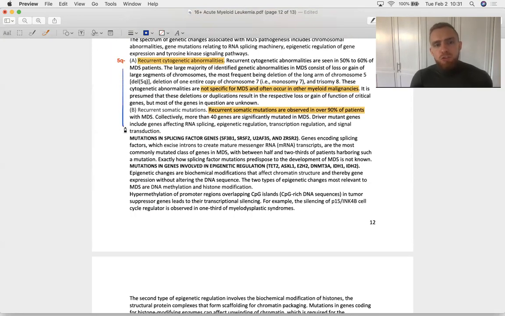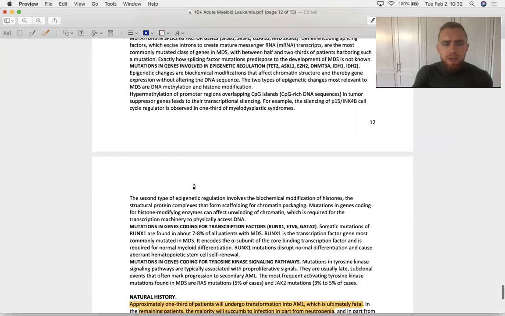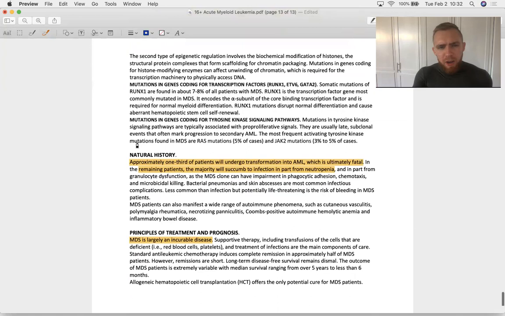There are some chromosomal problems, some genetic abnormalities you might see, but the text says they are not specific for MDS and often occur in other myeloid malignancies. So I really doubt you're going to get a question in which they give you MDS and they say, what do you expect on karyotype or whatever? But if they do that, understand you're going to see deletions of 5 and 7. 5q deletions, chromosome 7 deletions, and trisomy 8. 5, 7, and 8. And then you got a whole bunch of words that we're not going to read.